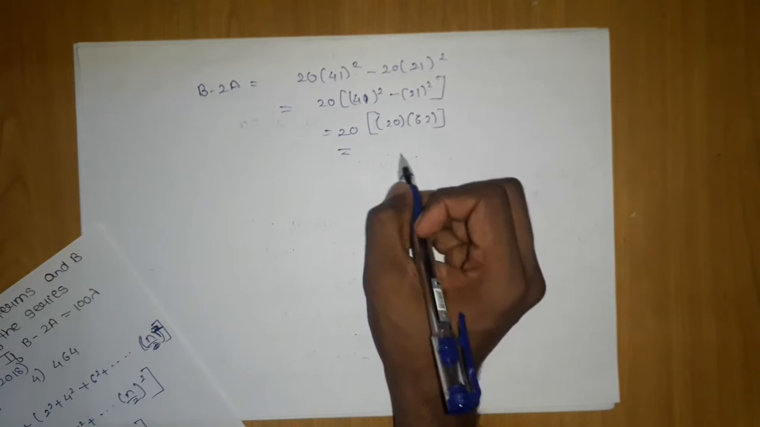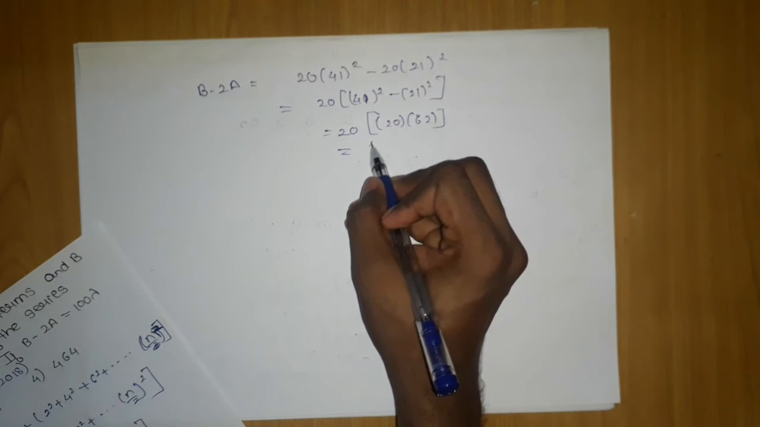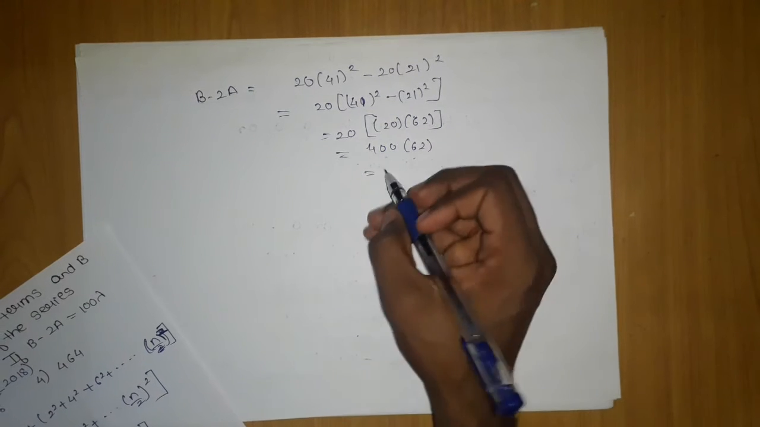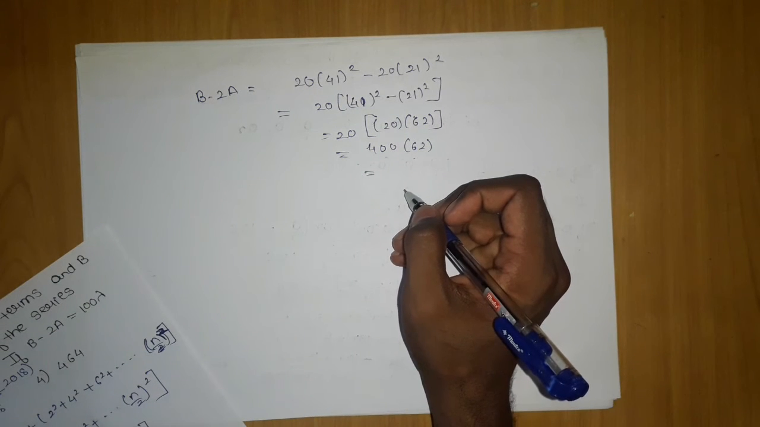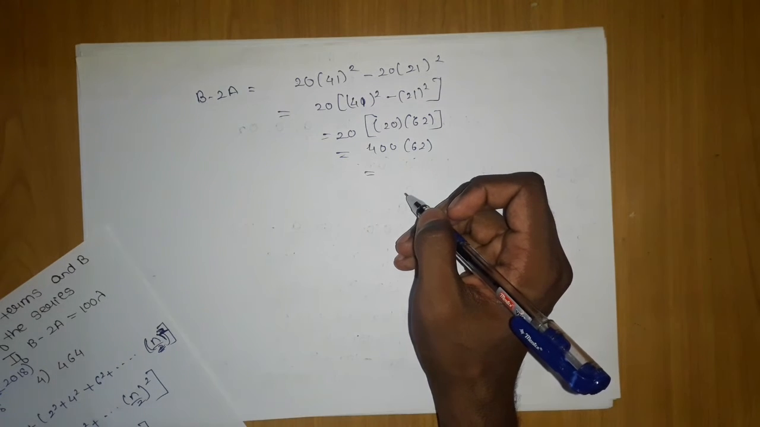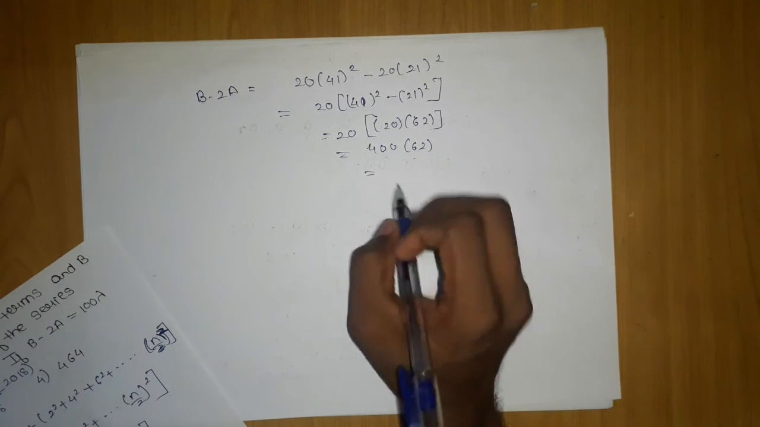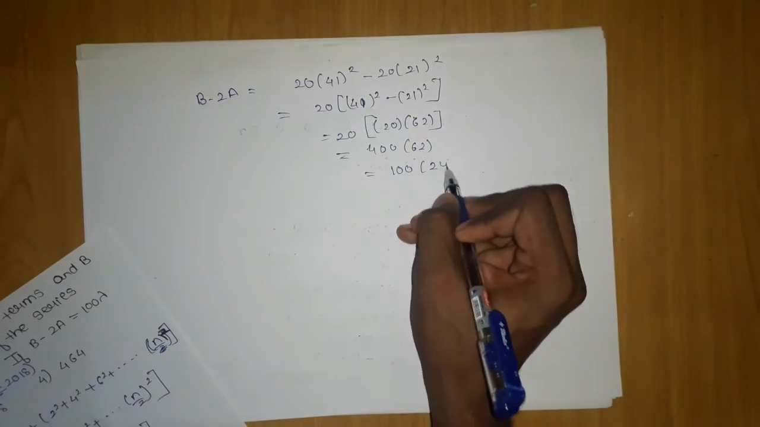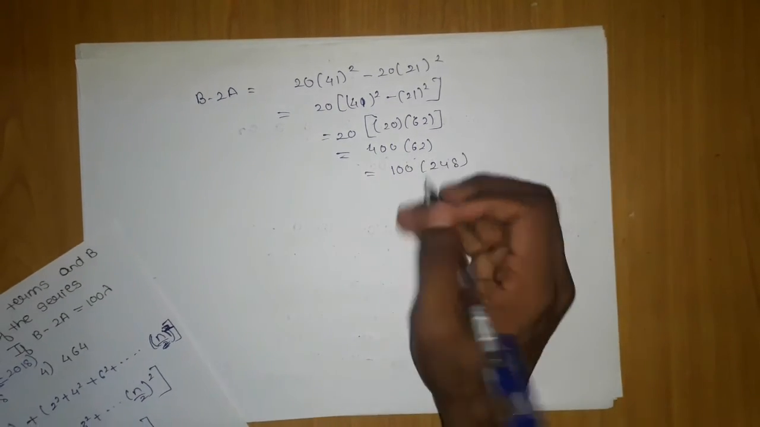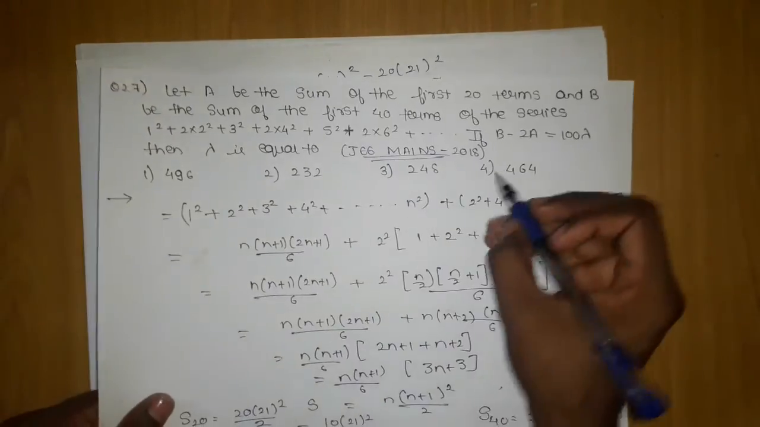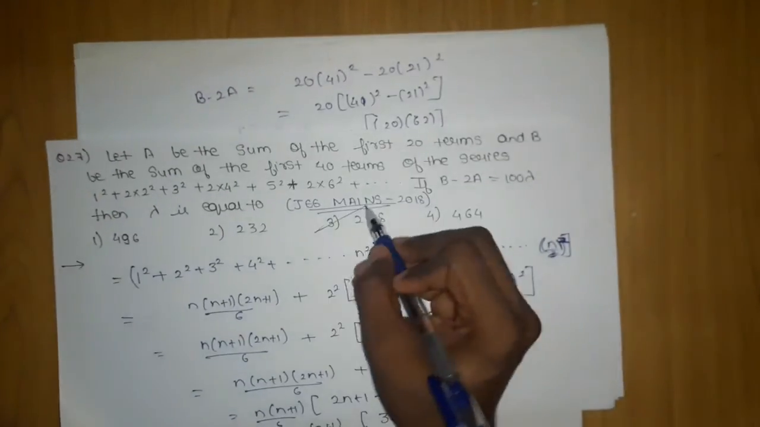Finally we are left with 400 into 62. We should write it in 100 format, so 100 into 248. So my lambda value is nothing but 248. So 248 is our answer, which is the third option.